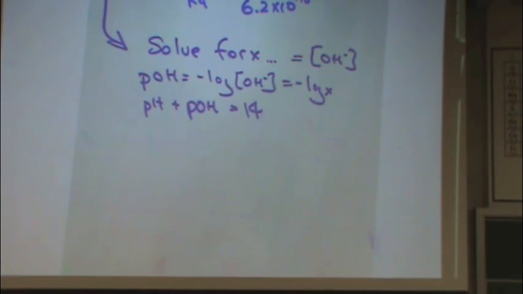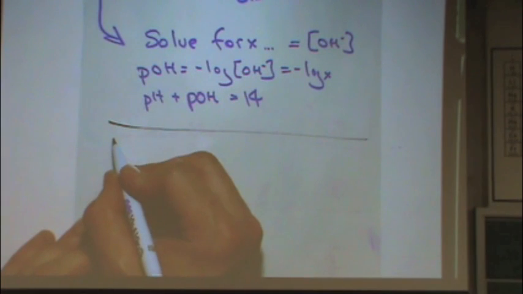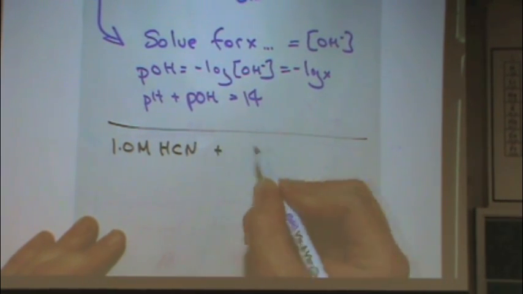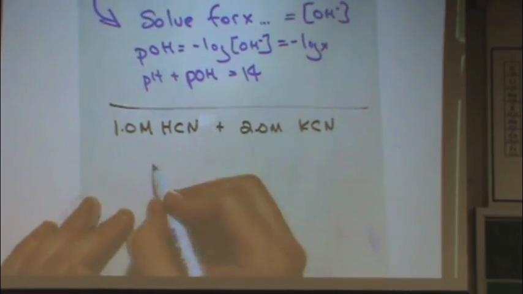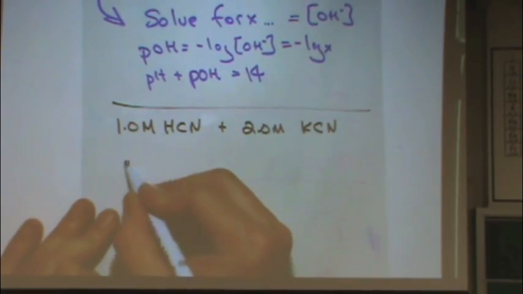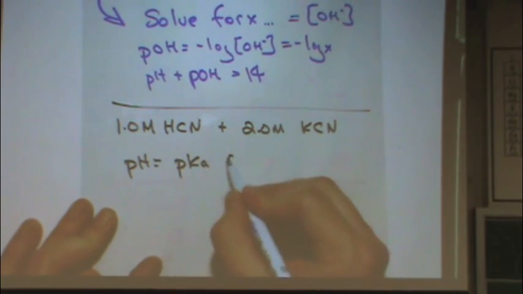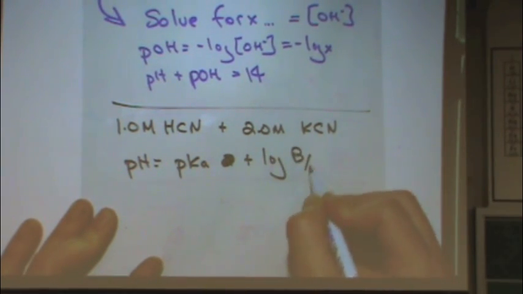Now, if you add those two together, let's go back, what did I have? I had 1.0 molar HCN plus 2 molar KCN. To solve for the pH of this, because it's a buffer, you don't need an ICE table, you can use the Henderson-Hasselbalch equation, pH equals pKa plus the log of the base over the acid.